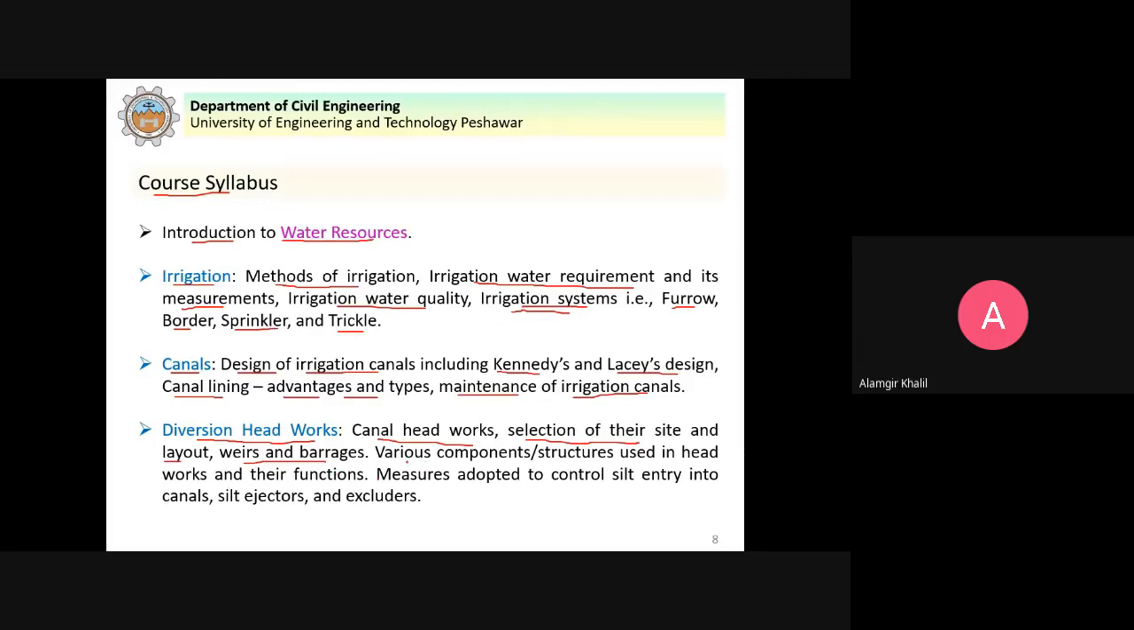What can be the various components and structures used in headworks and their functions? We have canal headworks. What are the different components, associated structures, and what are their functions?